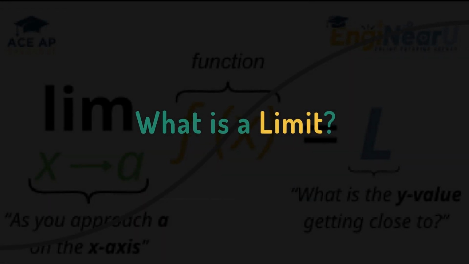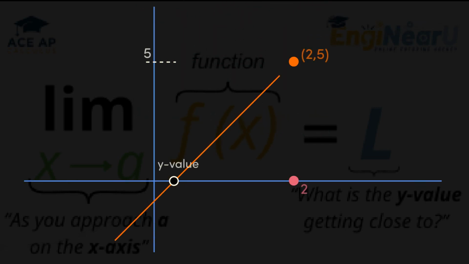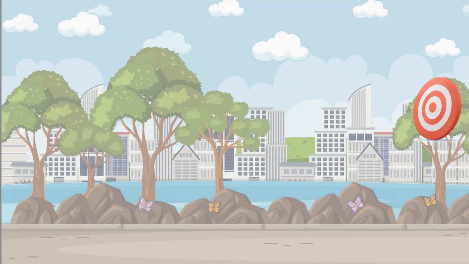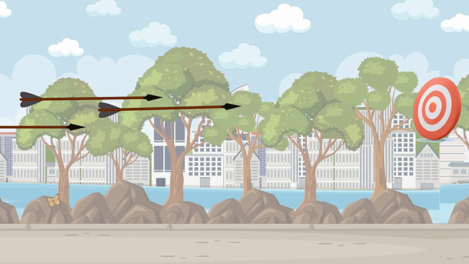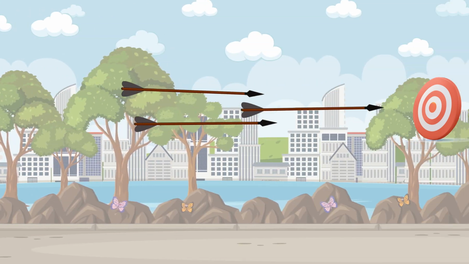So what exactly is a limit? In the world of calculus, a limit is the y value a function approaches as its input, the x value, gets closer to a specific point. Imagine it as an archer aiming for a target, getting infinitely close, but never quite hitting the bullseye.